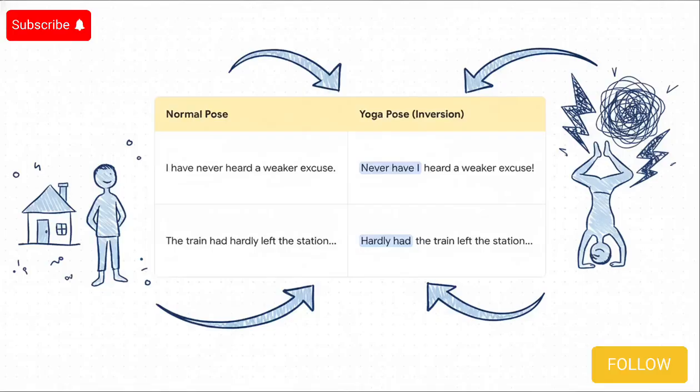Look at this. The normal pose is simple. Subject, then verb. I have never. But watch what happens when we do the yoga pose. We flip it. The helping verb jumps right to the front. Never have I. See that? It's the same words, but suddenly it's intense, it's dramatic, it's powerful.